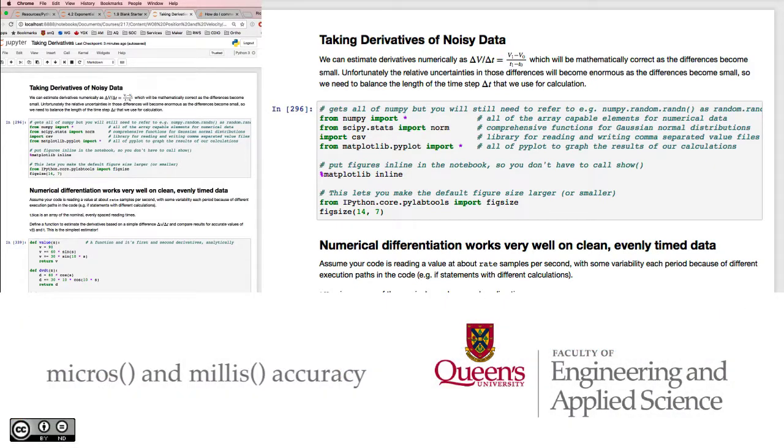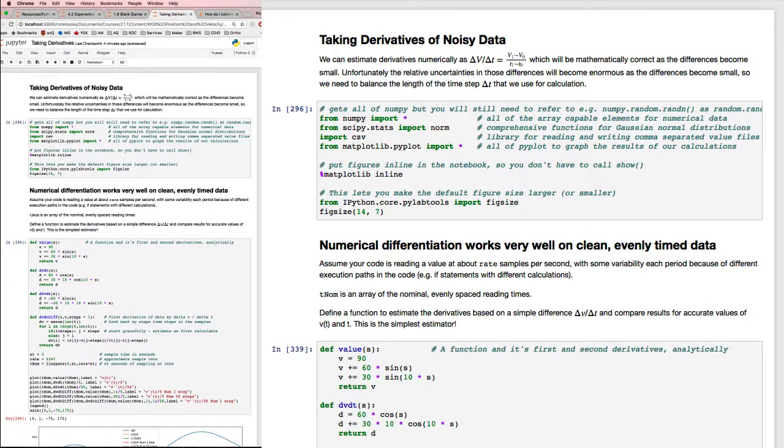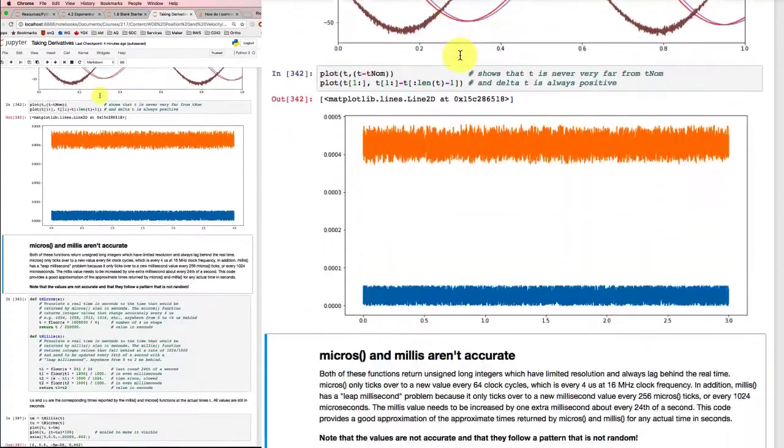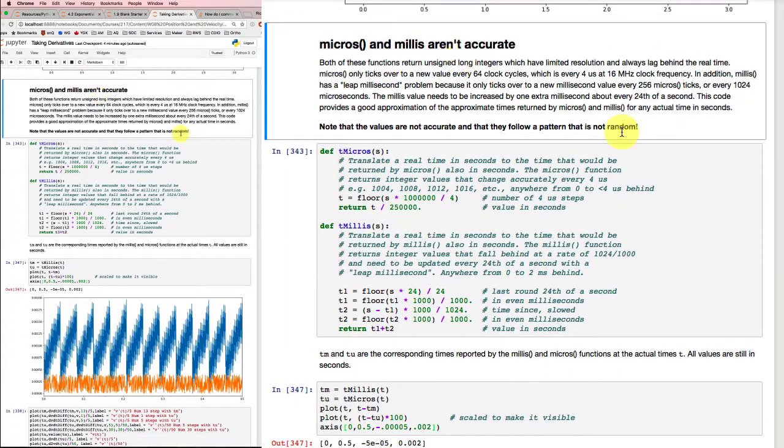Figuring out what time it is on the Arduino is really easy, but there are some errors when you measure that time. And we've got some stuff buried in this Jupyter notebook about taking derivatives of noisy data. I'm just going to move down here to where it talks about how micros and millis aren't really accurate.